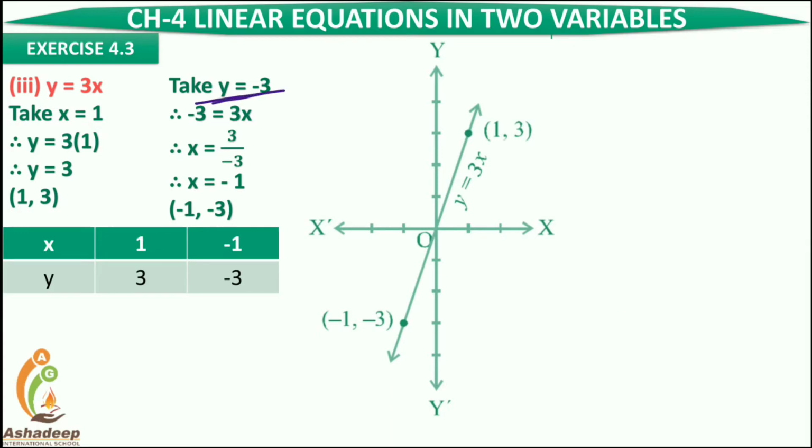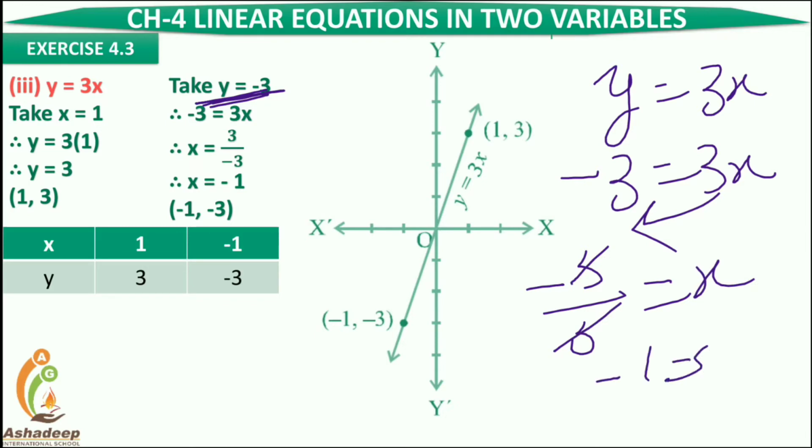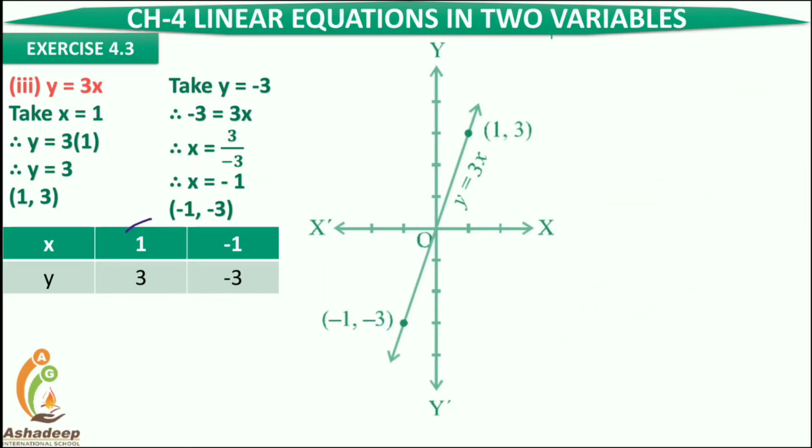Now take y is equal to minus 3. So y is equal to 3x. We'll take minus 3 is equal to 3x. Now 3 from the numerator goes into the denominator. Minus 3 upon 3 is equal to x. Both are cut down. Minus 1 is equal to x. So x is equal to minus 1. So minus 1 comma minus 3 is our point. So this is the 1 comma 3, the 1 here and the 3 here. So this is the point. And here it is minus 1, minus 3. So here it is a minus 1 and here it is a minus 3. So we simply join these, and we get these 2 points, right?